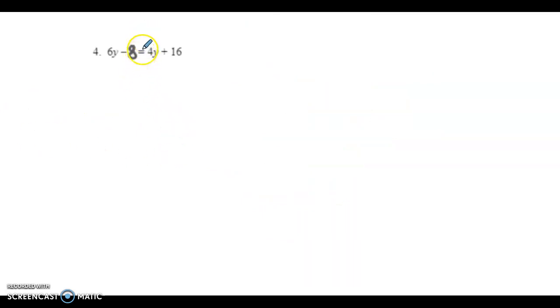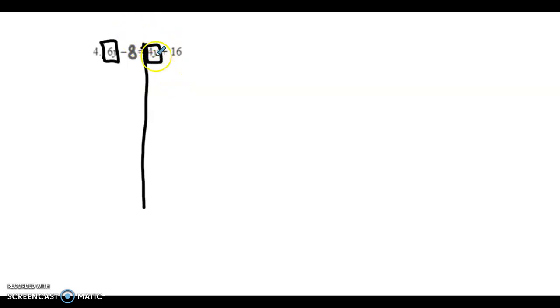All right, so for this one, we're going to go ahead and draw our line down the equal sign and box off our letters. We have a 6y and a 4y. And they're on different sides. If they were on the same side of the equals, then you would just combine them. But since they're on different sides, you have to do opposite operations.